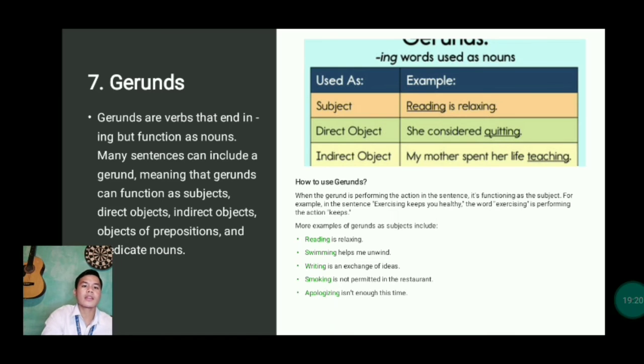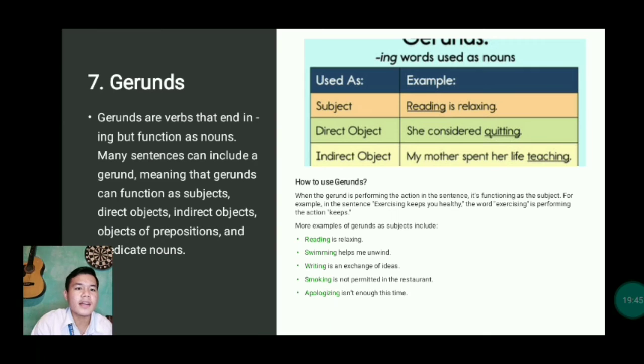Many sentences can include a gerund, meaning that gerunds can function as subject, direct object, object of a preposition, and indirect object. Here is an example in the picture. For example, subject: reading is relaxing. So how do we use gerunds, and what is the proper usage of a gerund?